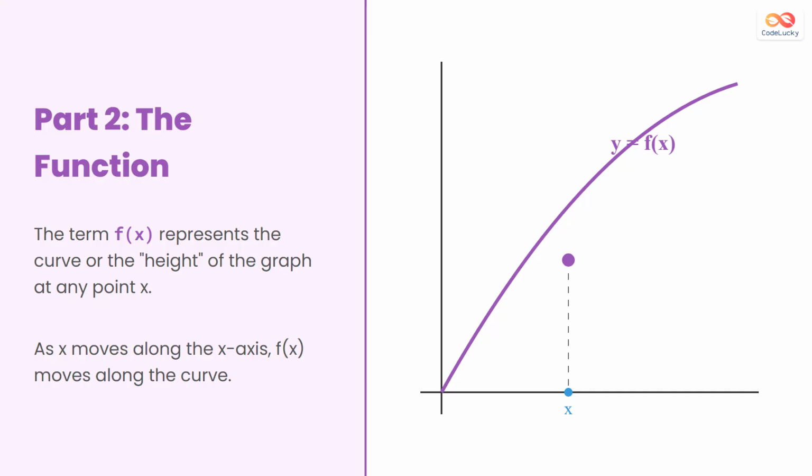Next is f of x. This represents our graph or curve. As our x value moves along the axis, the corresponding point on the graph moves along the curve. We are watching the height of this curve change as we move.